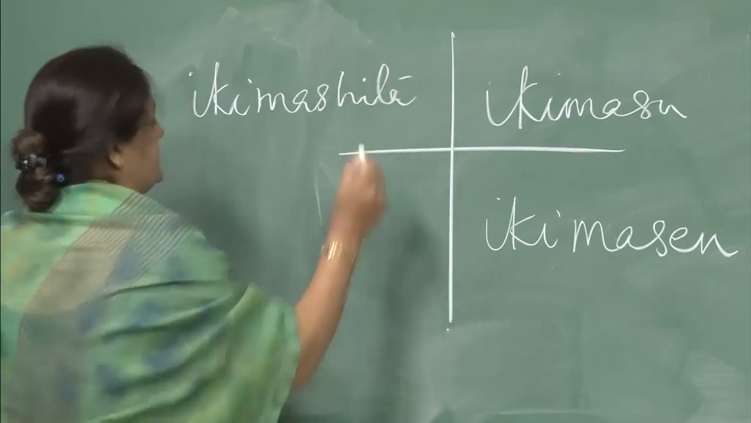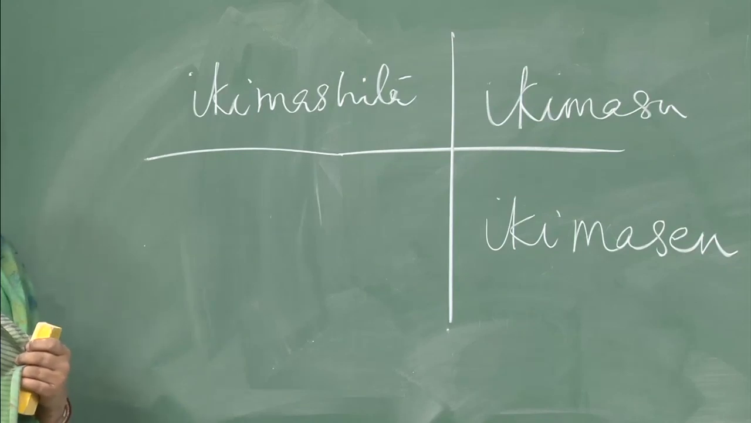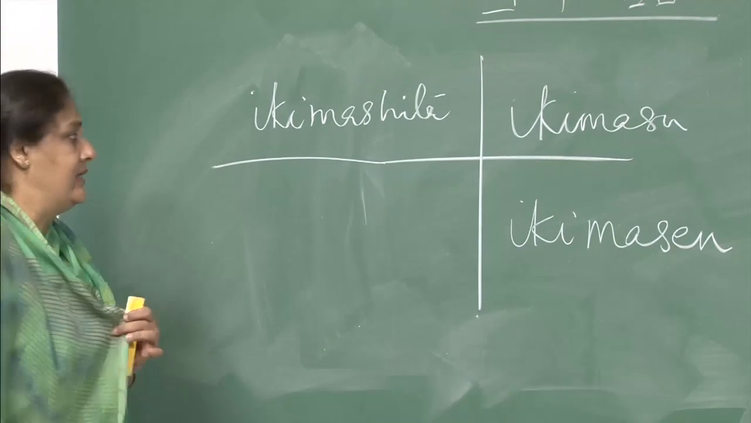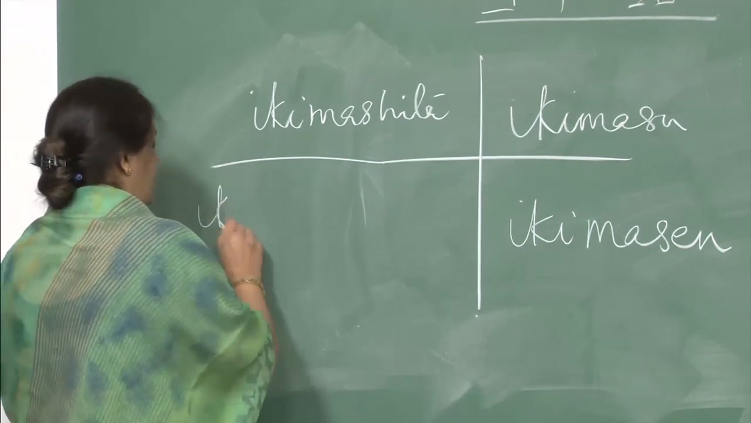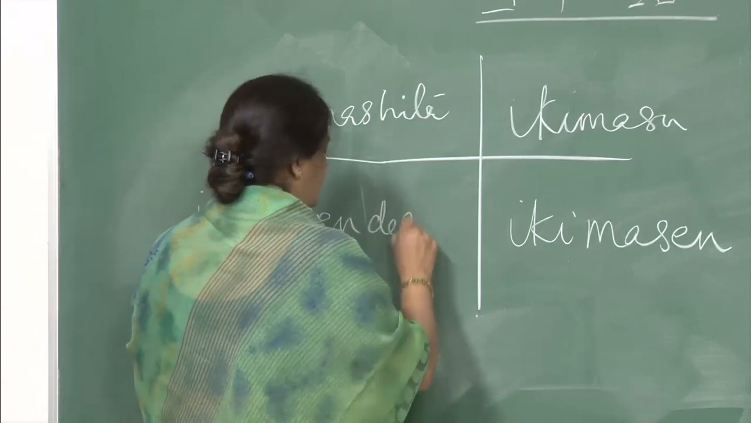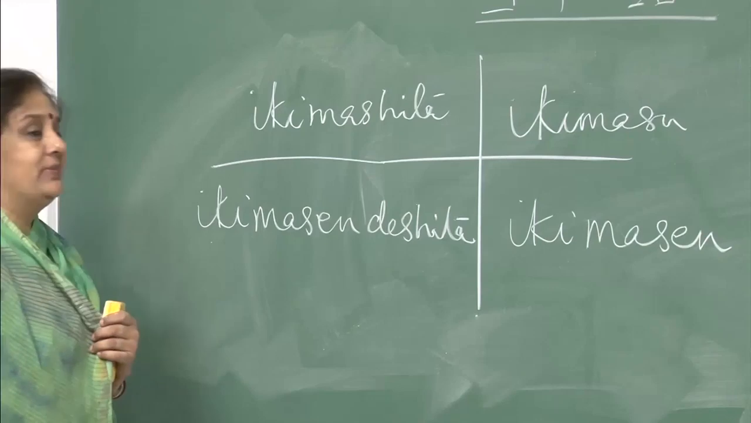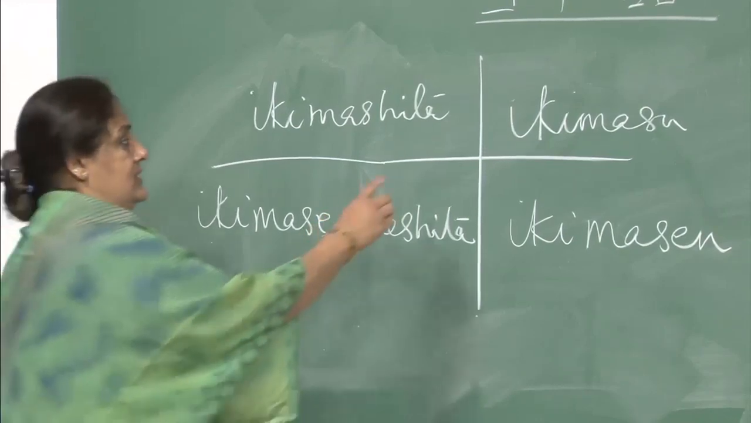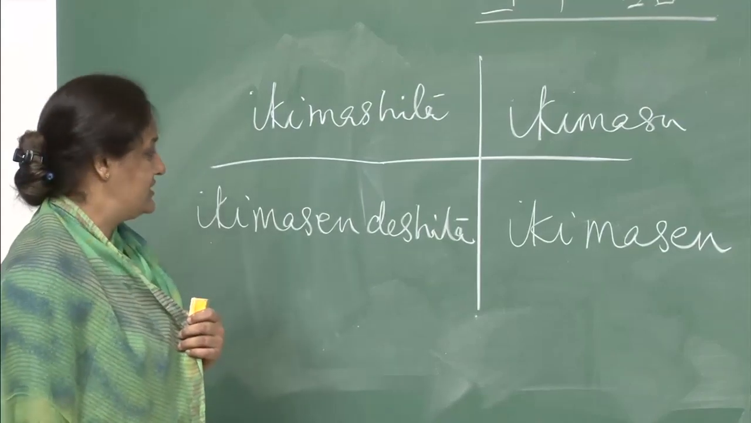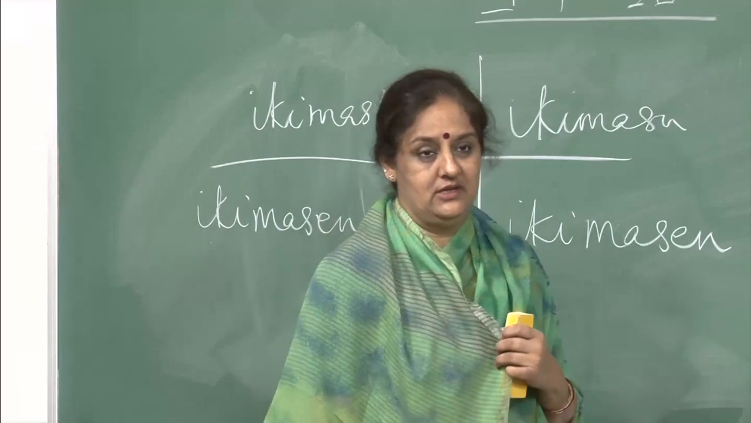Ikimashita, in past tense. Watashi wa ikimasu. Watashi wa ikimasen. Kino watashi wa ikimashita. And ikimasen deshita, in past negative. So, all these four forms, masu, masen, mashita and masen deshita, will have plain forms.